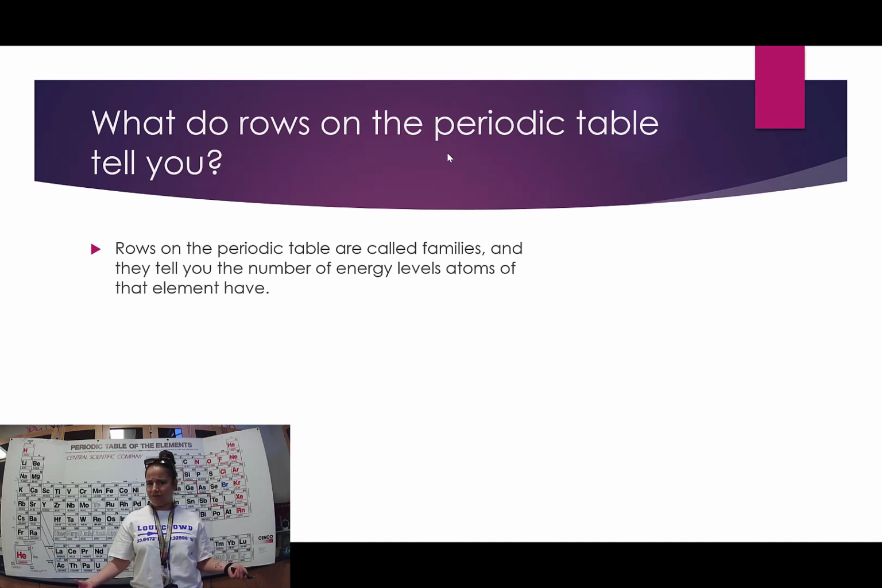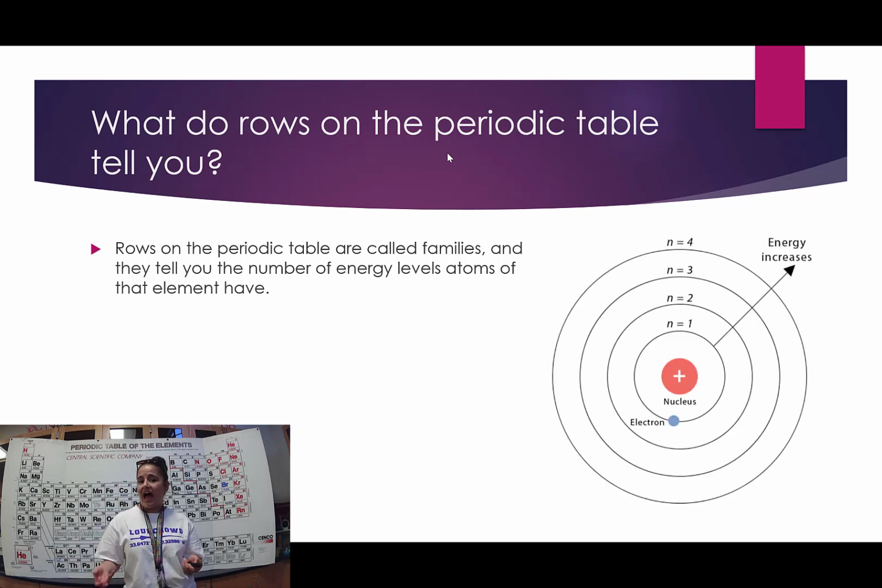So what do the rows on the periodic table tell you? Well, the rows on the periodic table are called families or periods, and they tell you the number of energy levels that an atom has. Now, energy levels is really the average distance away from the nucleus that an electron is. So the first energy level, n equals 1, is going to be closest to the nucleus. n equals 2, a little farther away, 3 and 4.